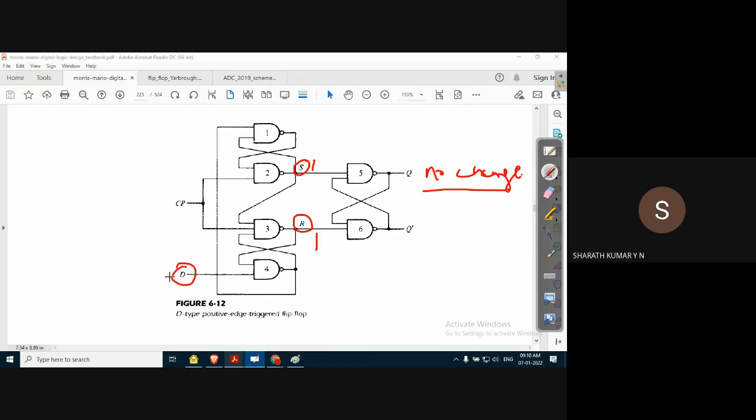So for the output not to change when the input changes, for a particular duration the input should not change. For that duration, to have no change in the output, S and R should be constant. Yes, this is one concept.